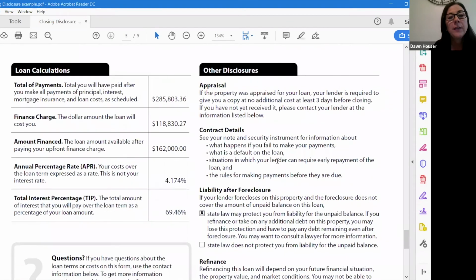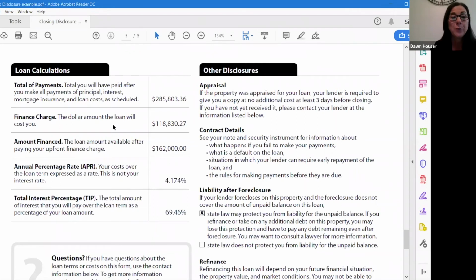Right. This is the big scary thing that when you put all your payments in with the loan amount, with the finance charge, you're going to be paying back $285,803. So that's the scary number that when people are like, oh my gosh, that's how much it costs to borrow this, you know, $162,000, the answer would be yes. If you don't pay anything down on the principal, you don't make extra payments, that is the cost.